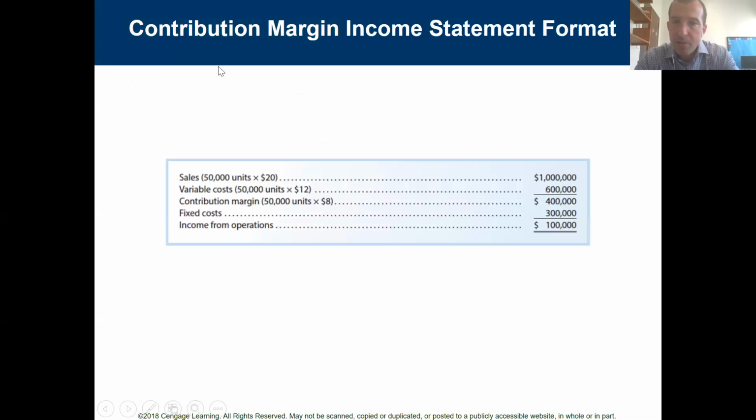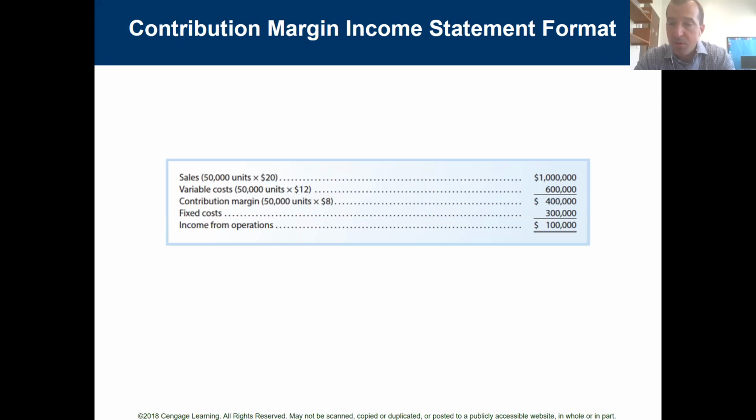And here's an example of a contribution margin income statement. So here we have 50,000 units, and we sell them at a selling price of $20 per unit. So our sales are $1 million. Our variable costs are on the same 50,000 units because the activity base would be the units sold multiplied by $12 per unit. That's the variable cost per unit.